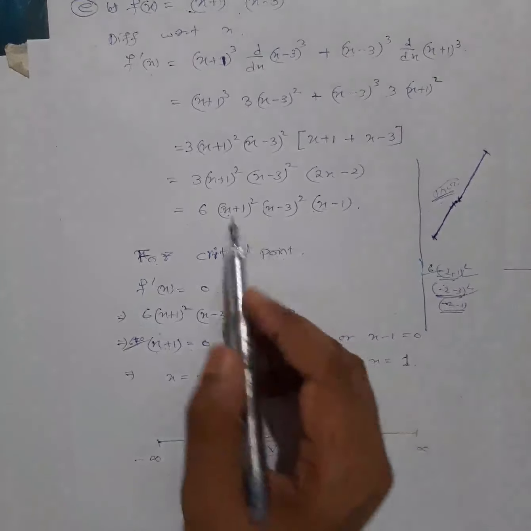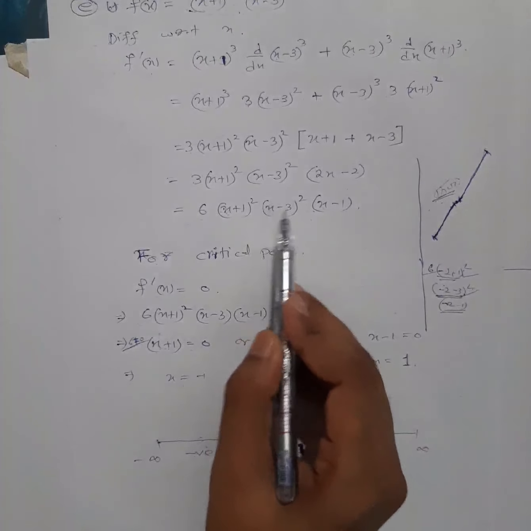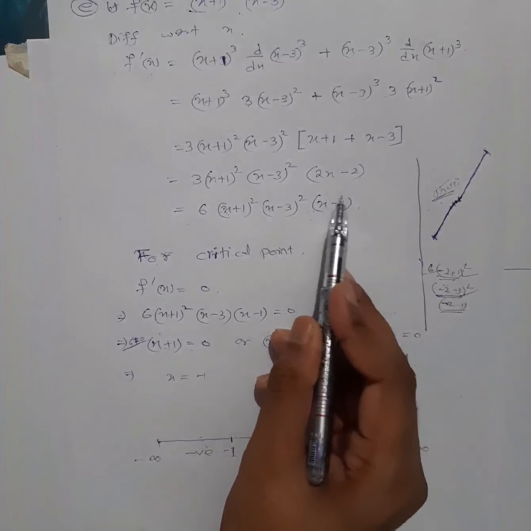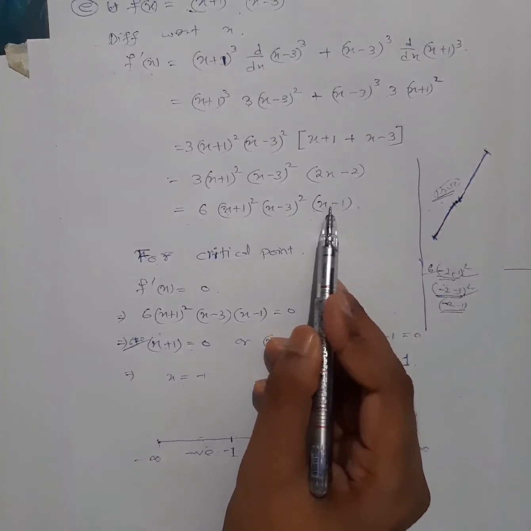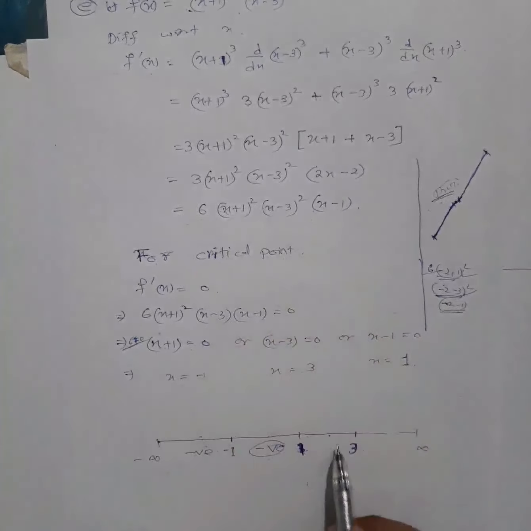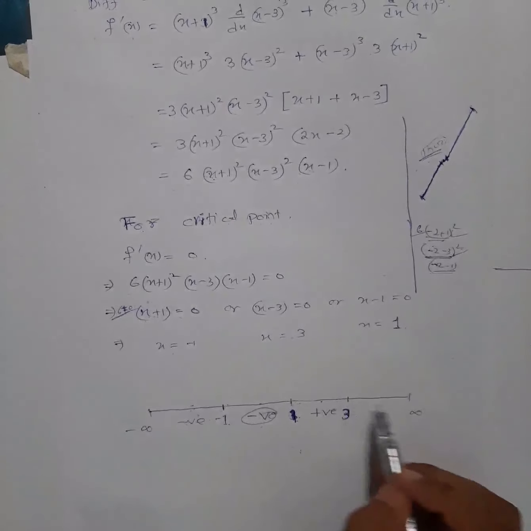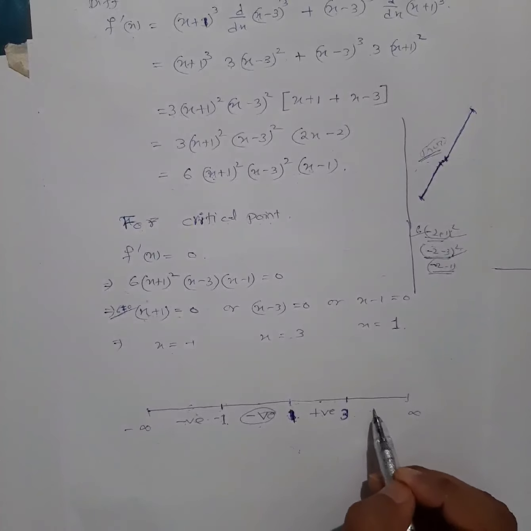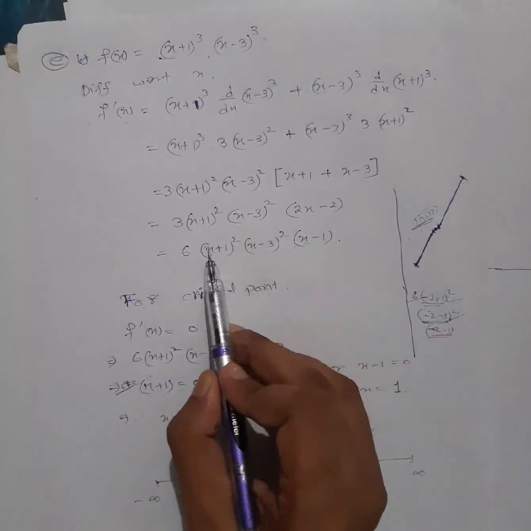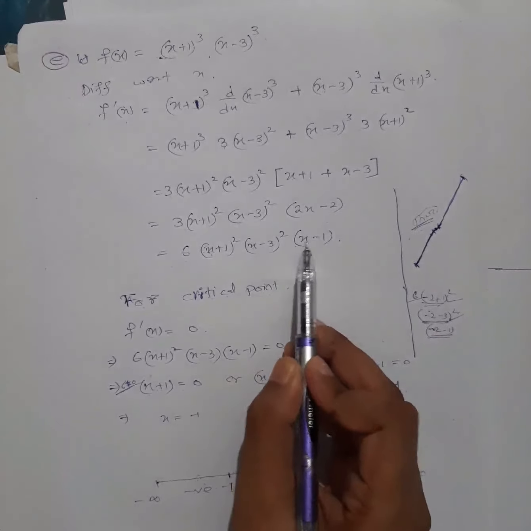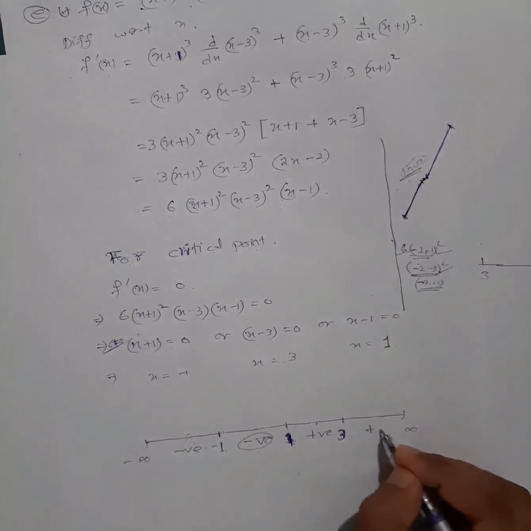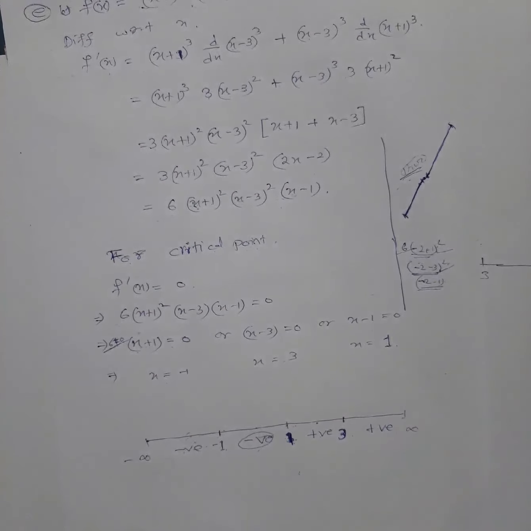Let's take 2. If I take 2 here, positive, 2 here, positive, 2 here, it will be positive. 2 minus 1 it will be positive. So all will be positive. Any value you take here will be positive. So 3 to infinity, you take any point. Take 4. If I take 4 here, positive, 4 positive, 4 here also will be positive. So here also positive.